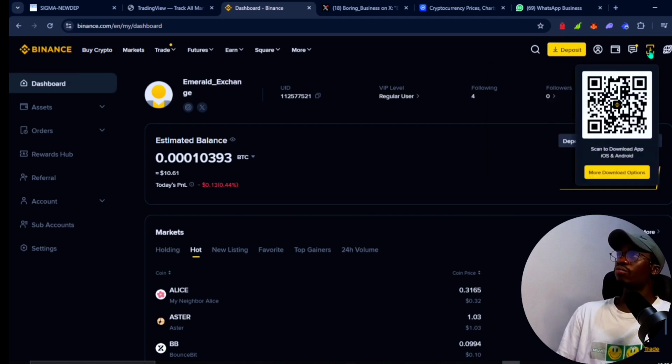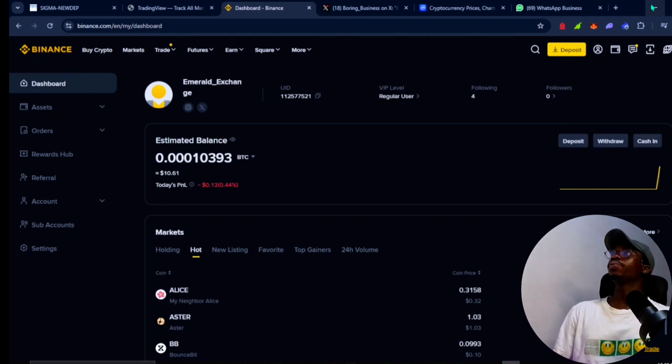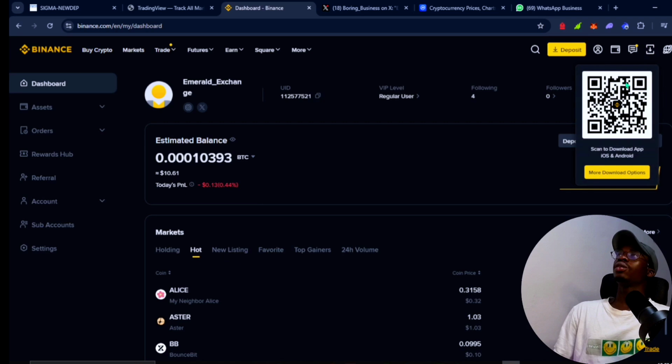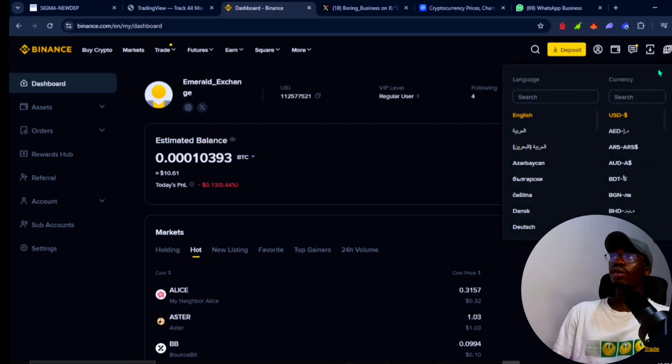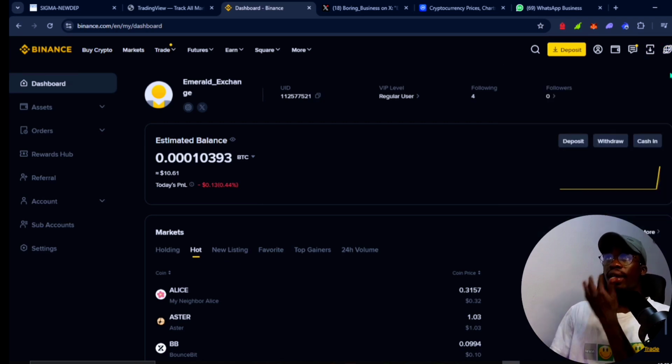Then from here you can scan your QR code in case you want to make people register Binance through you. And here you can get to do your currency settings and your language settings. And here you can do either your dark theme or your light theme.